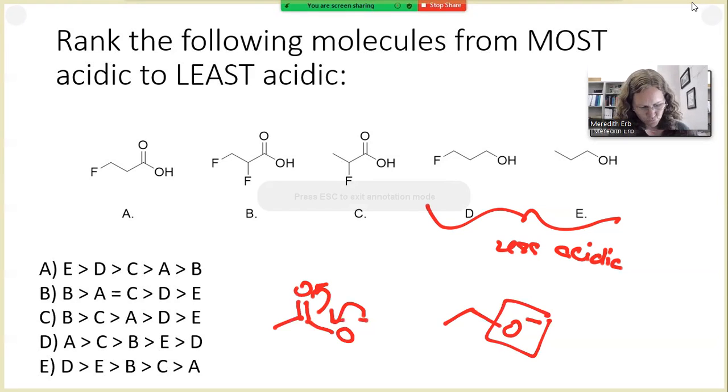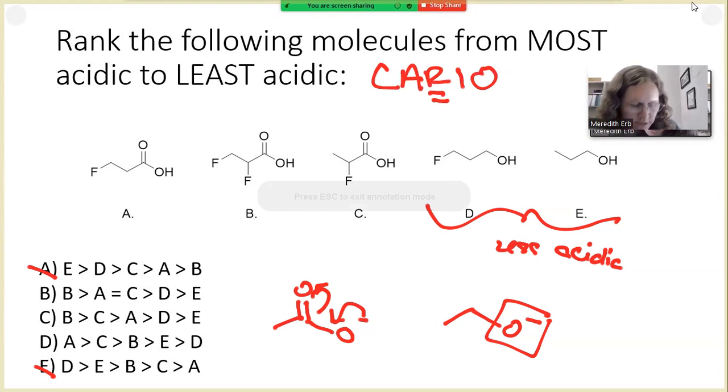So right off the bat, we can narrow some of our choices down. We know D and E need to be towards the end, right? So we'll cross off A and we'll cross off E as our answer choices because they have the carboxylic acids listed as the least acidic. So we've narrowed things down quite a bit already. If we think about CARIO, we've already used the resonance, the R of CARIO, to narrow our choices down.